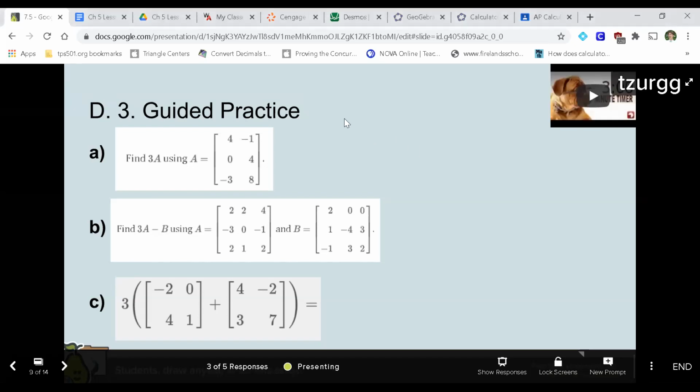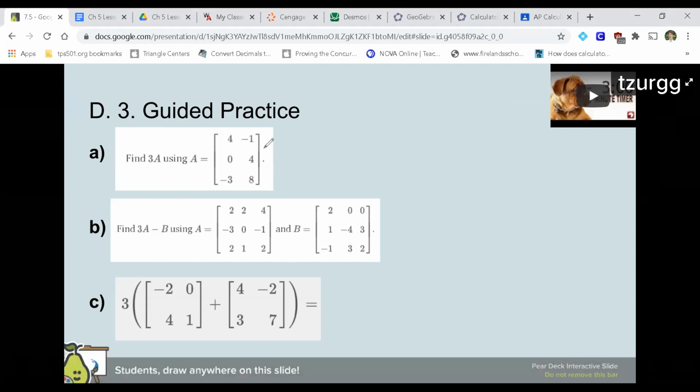All right, let's walk through these. So for the first one, I'm going to take 3 times each of these elements. So 3A would be 12, negative 3, 0, 12, negative 9, 24.